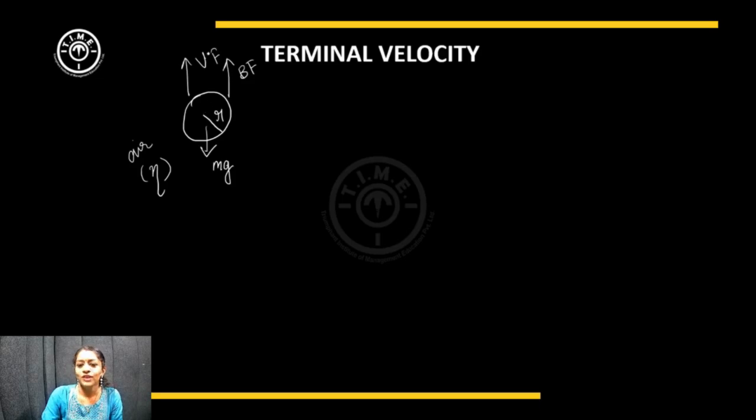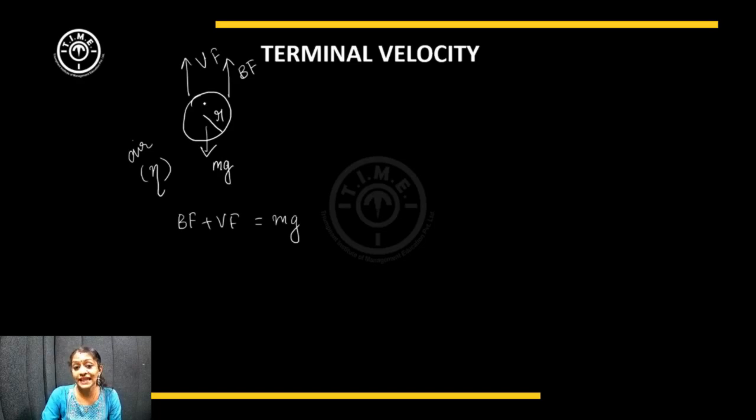Now when buoyant force plus viscous force becomes equal to the gravitational force, the net force acting on this raindrop becomes 0, right? If the net force is 0, then acceleration would become 0. That means thereafter this raindrop will be falling with a constant velocity, and that constant velocity is called terminal velocity. So hope now you are clear with the concept of terminal velocity.